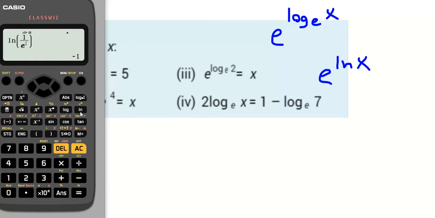So look at this. e to the ln 5, for argument's sake. Ready? e to the ln 5 is 5. Anybody predict what e to the ln 20 is?